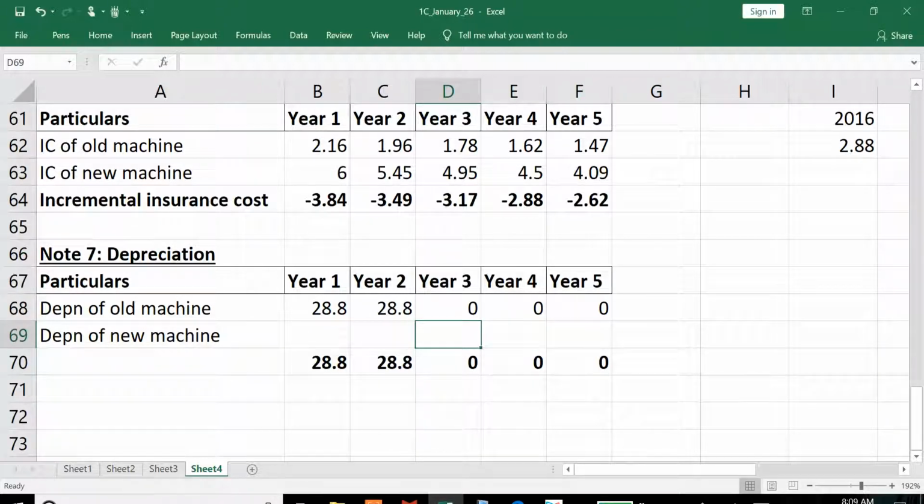18 divided by 5 into 8 machines. Depreciation only for 2 years; 3rd, 4th and 5th years have no depreciation. 18 by 5 into 8 machines. When it comes to the new machine, what is the depreciation?